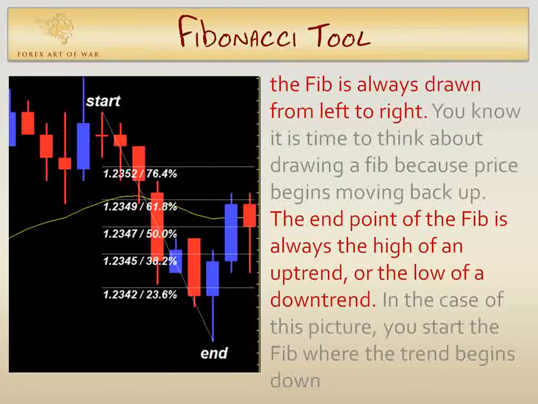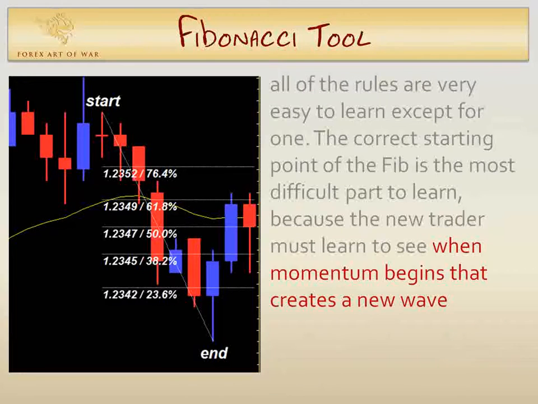The Fib is always drawn from left to right. You know it is time to think about drawing a Fib because price begins moving back up. The end point of the Fib is always the high of an uptrend or the low of a downtrend. In the case of this picture, you start the Fib where the trend begins down. All of the rules are very easy to learn except for one.